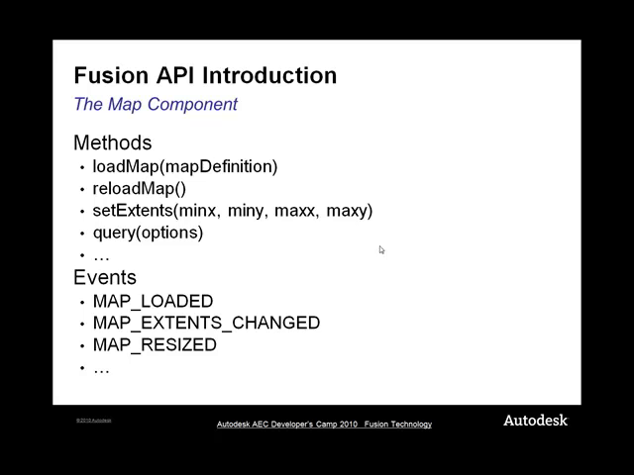The map loaded event: the map component triggers this event when the map has been loaded and is ready. The map component triggers the map extents changed event for any navigation that changes the current extents. Map resized: the map component triggers this event when the size of the map is changed.